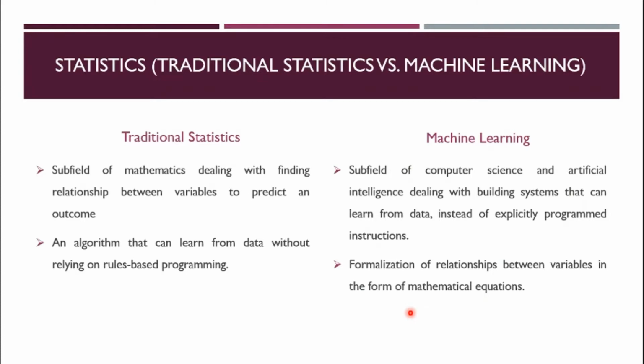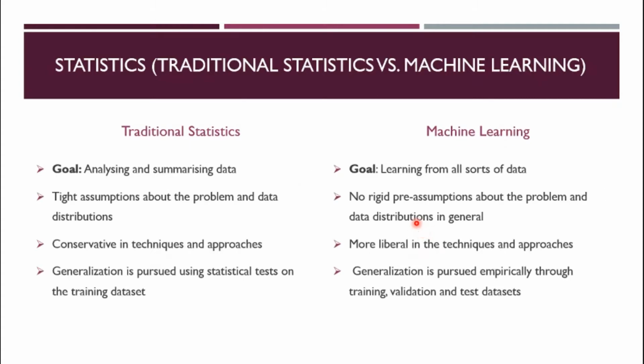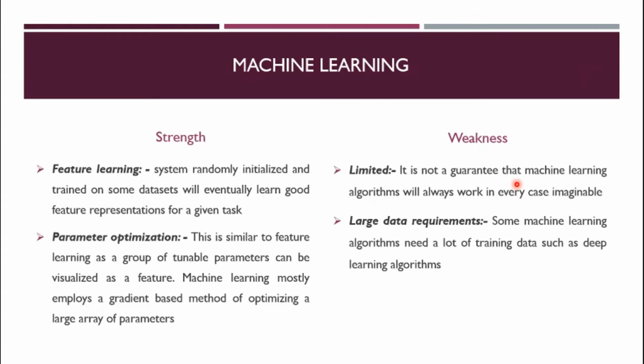Now, traditional statistics versus machine learning. Traditional statistics is a subfield of mathematics dealing with finding a relationship between variables to predict an outcome, whereas machine learning is an artificial intelligence system dealing with building systems that learn from data instead of explicitly programmed instructions. Traditional statistics focuses on analyzing and summarizing data. The problem with traditional statistics is that it's conservative in nature. It doesn't look at all the aspects, and does not focus on the major facts of the data. Machine learning, on the other hand, focuses on learning from all sorts of data and is more liberal in techniques and approaches, which means it can analyze more data and can be much better in understanding.